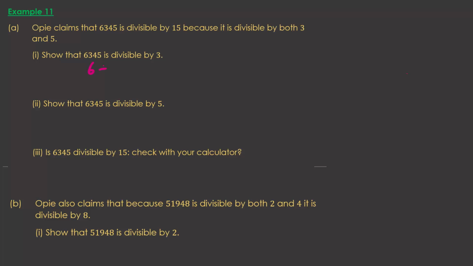Well, we can add the individual digits up. 6 plus 3 plus 4 plus 5 is equal to 18. I can see that's divisible by 3, but if we need to go further, 1 plus 8 is 9, which is divisible by 3. So, yes, it's divisible by 3.